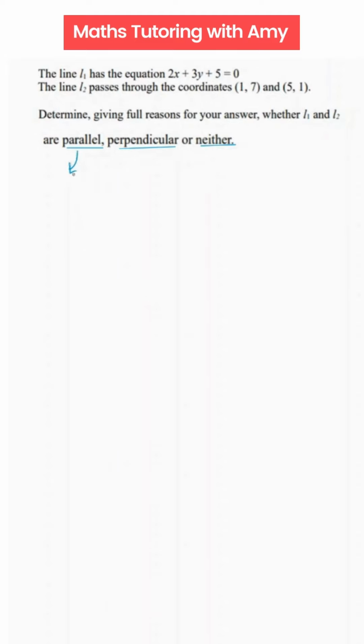Now, if they're parallel, they're going to have the same gradient. If they are perpendicular, they will be the negative reciprocal of the other. Okay, and then if they're neither, they don't fit into either of those categories. So let's have a look at L1 to start with.